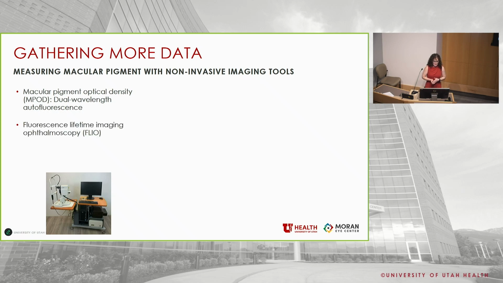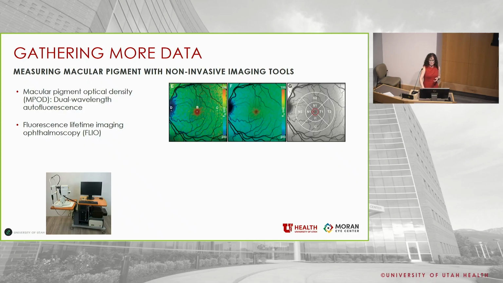One of the other imaging modalities that we're exploring is fluorescence lifetime imaging ophthalmoscopy, or FLIO. This is also a specific type of autofluorescence imaging, where instead of just measuring a signal or the amount of autofluorescence, it's also measuring how long that fluorescence signal lasts. And we know that when we look at this with 2 different wavelengths, in normal individuals, there's a peak right at the fovea where the fluorescence lifetimes are much shorter.